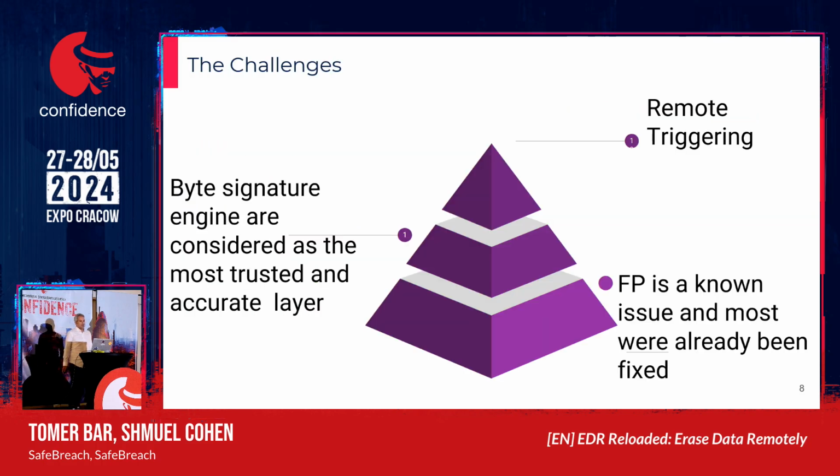We had 3 challenges. The first one is that false positives or false alarms are a non-problem, right, for a long time. And security controls, which are installed on hundreds of millions of endpoints, are already probably immune to this false positive problem. Moreover, the false positive we are aiming to achieve is even more rare, since we would like to trigger the byte signature engine, which is considered to be the most trusted layer with the lowest false positive rate. And the third challenge is obvious: how can we trigger it from remote?